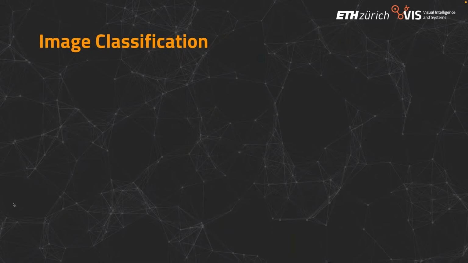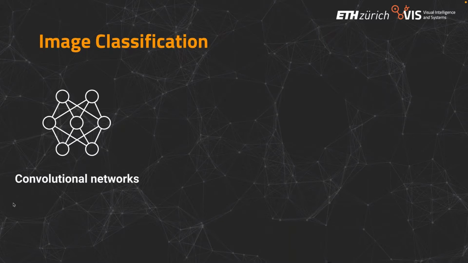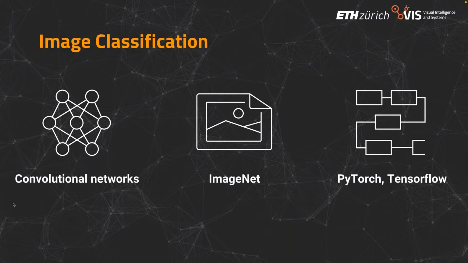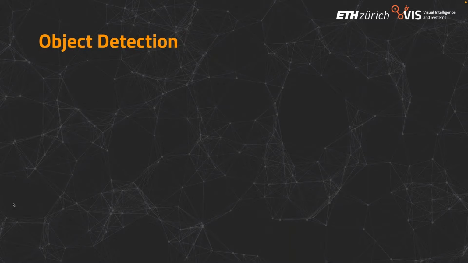For example, on image classification, we have convolutional networks. We have a lot of network designs that can classify images with fairly high accuracy. And we have ImageNet and also a lot of other datasets that can help us to train classification of different objects. And of course, we also have PyTorch and TensorFlow. Basically, they always use classification as their first application.